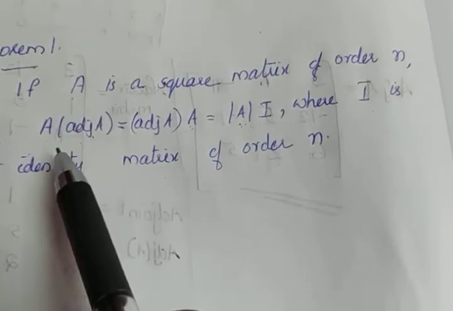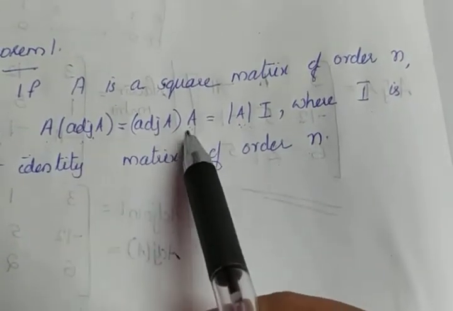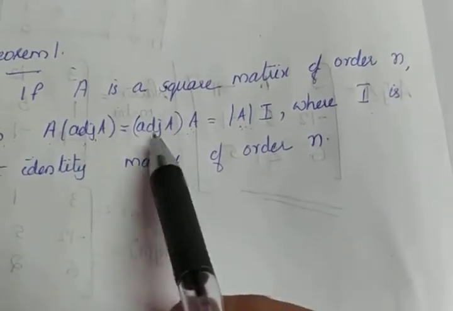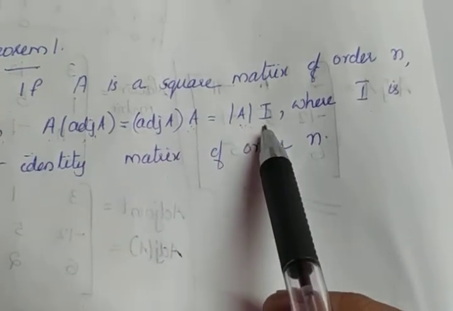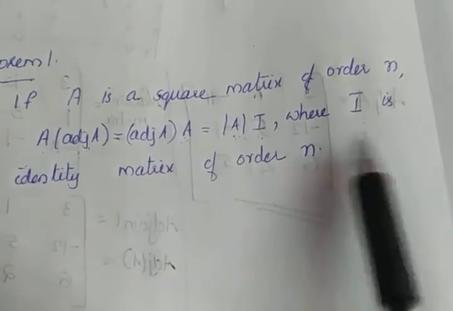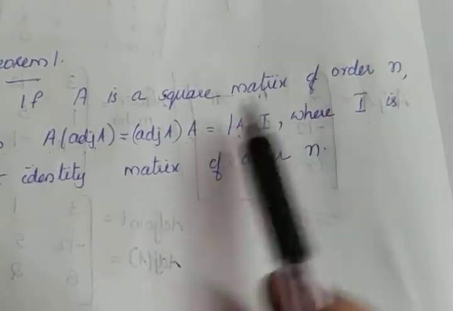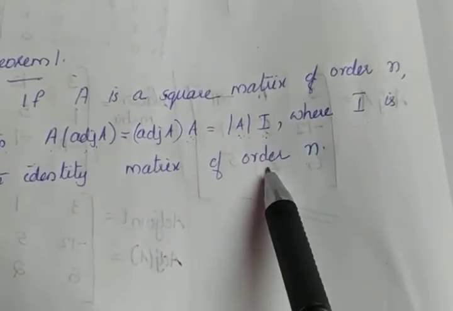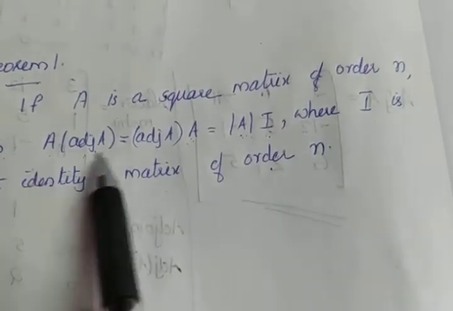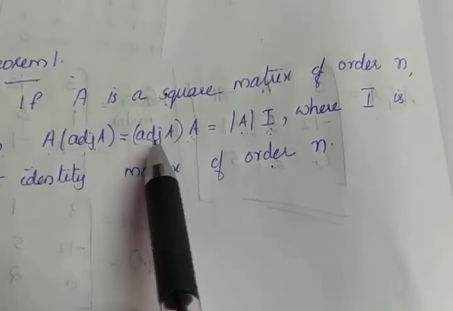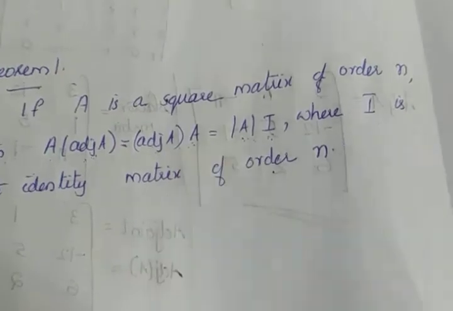But here the theorem says that A into adj A and adj A into A are both equal, and those values will be equal to determinant A into I, where I is the identity matrix of order n and A is the square matrix of order n, and this I will also be the same order as that of A. So remember the statement A into adj A is equal to adj A into A is equal to det A into I.